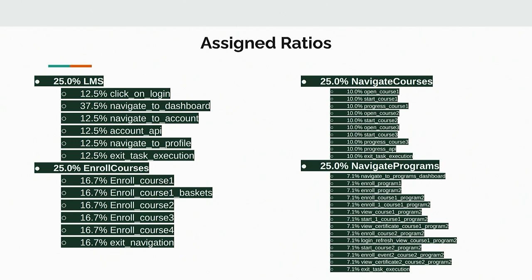The second chunk, enroll courses. Some users will enroll in different courses, course 1, 2, 3, 4, and they'll exit navigation. The third chunk, navigate course: they'll navigate through the course, and at the end they will exit task execution. The same is true for navigate programs.